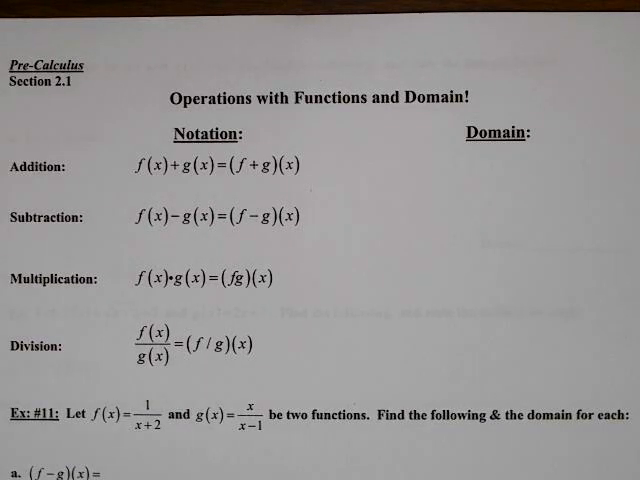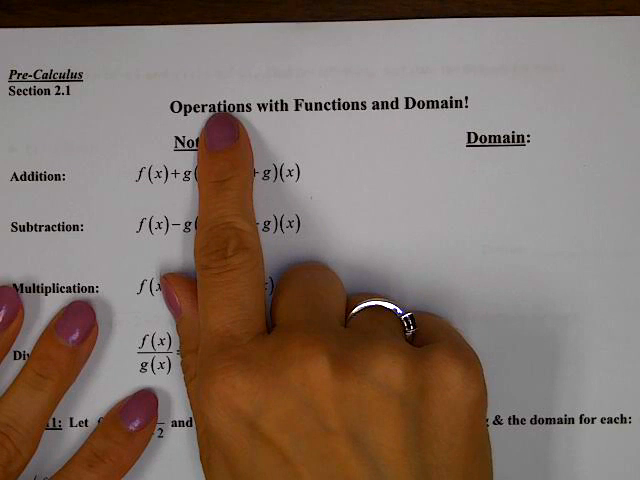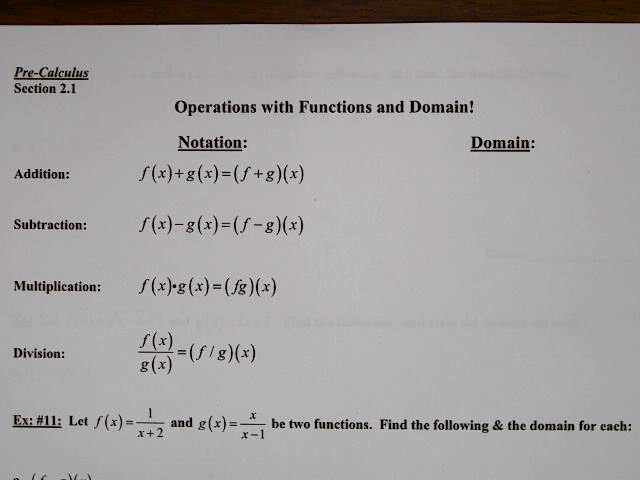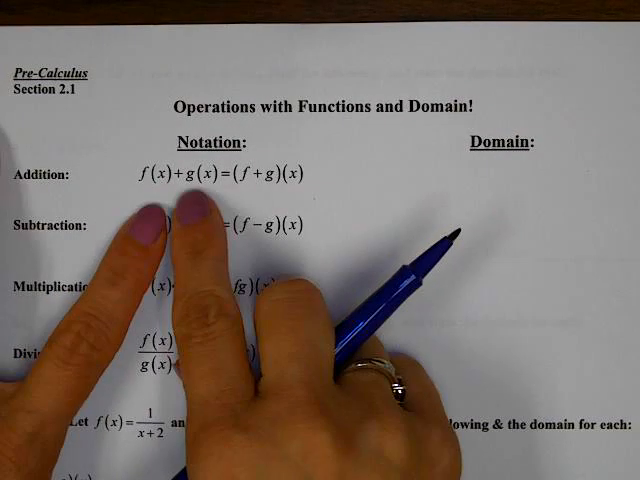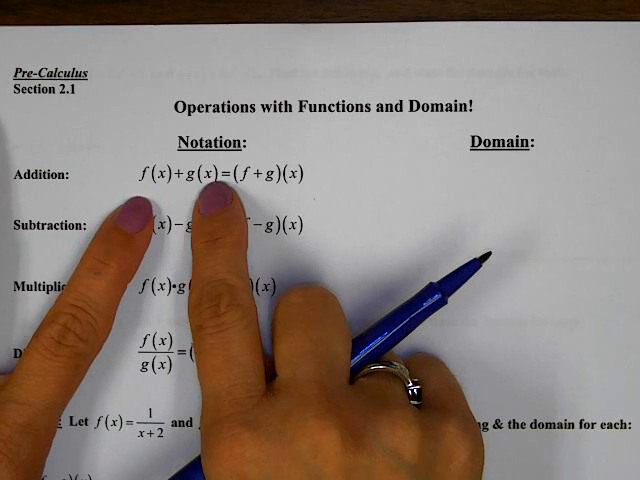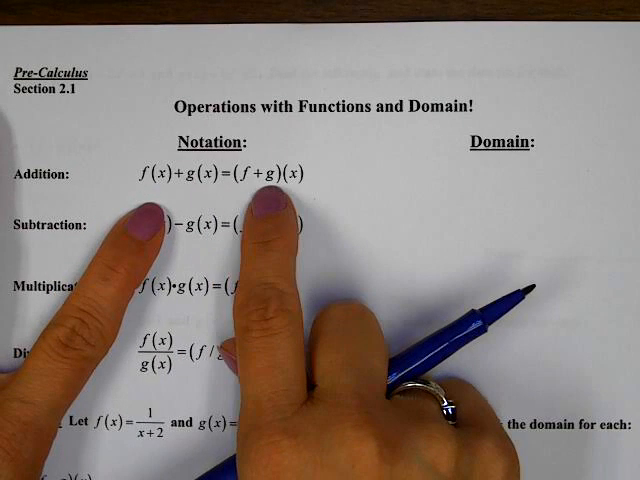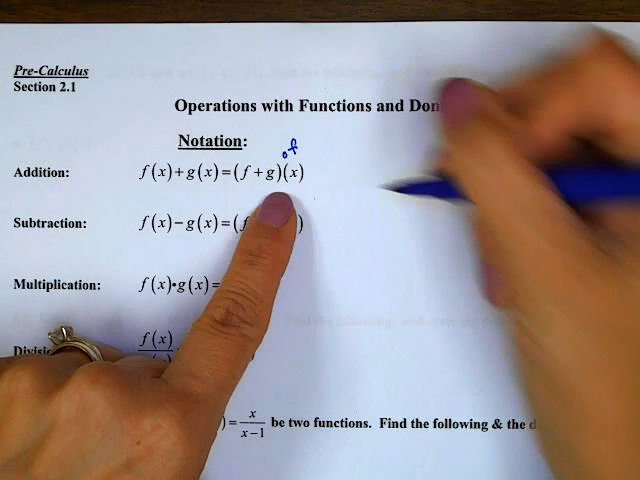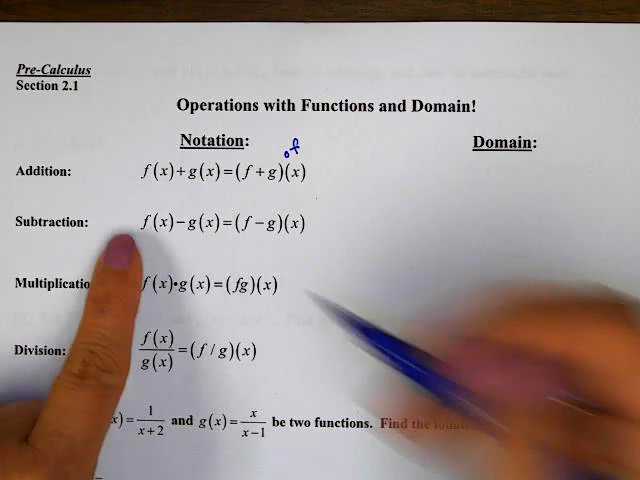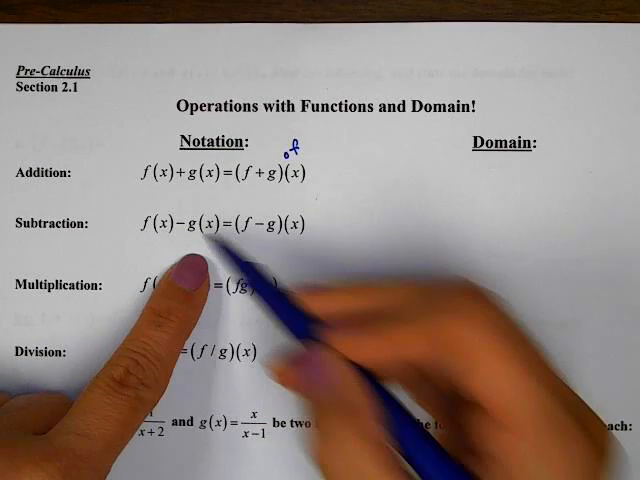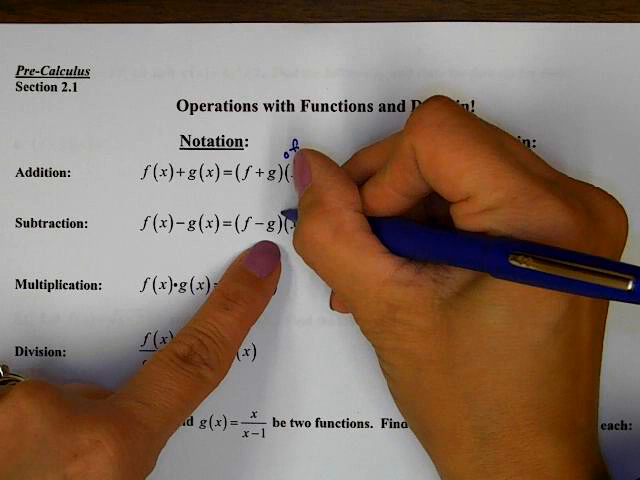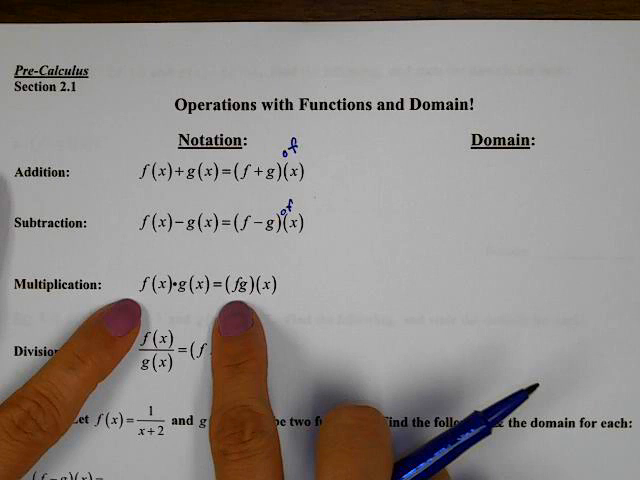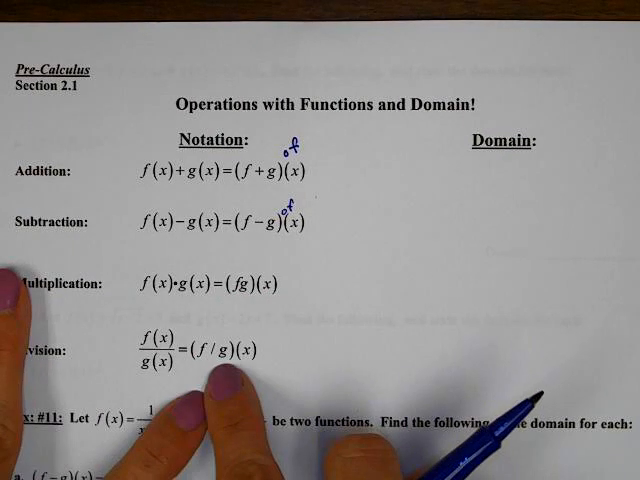Hi class, this lesson is going to deal with operations with the function as well as domain. Let's just talk about notation real fast. Remember, if it says f of x plus g of x, since they're both of x, you can write that as f plus g of the function x. So you have to make sure that you say the word "of" right here. It's not times x. Same thing with subtraction. F of x minus g of x could be written as f minus g, and they're both of variable x. We could write multiplication, f times g of x, or f divided by g of x.